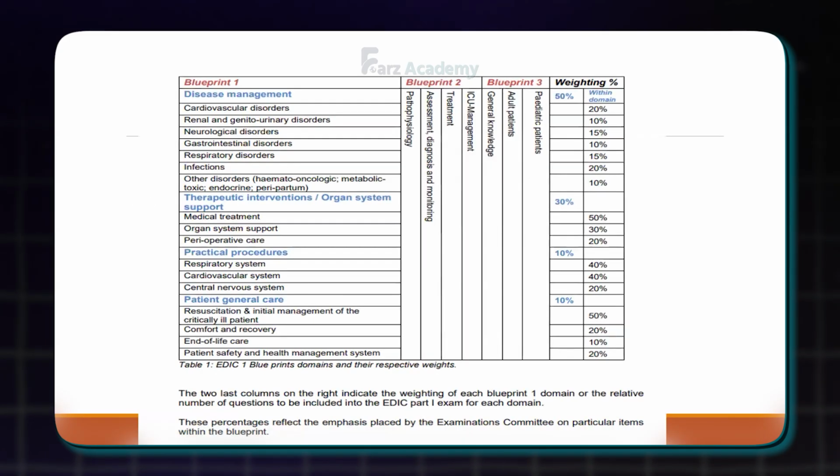Just one slide I can show you. This is from that brochure. They have given a blueprint of what percentage of weightage of marks would be on different systems and different things. Like disease management, 50% marks will be there, and the MCQs will come exactly in this distribution. It's not that some questions will be from here and there. The distribution will be almost like this. Like practical procedures, 10% marks, patient general care, 10% marks. So they divide it like this, and exactly they prepare the question paper like this.